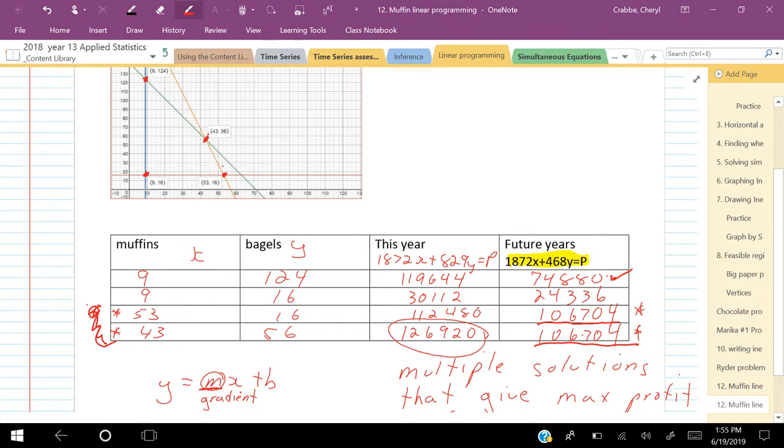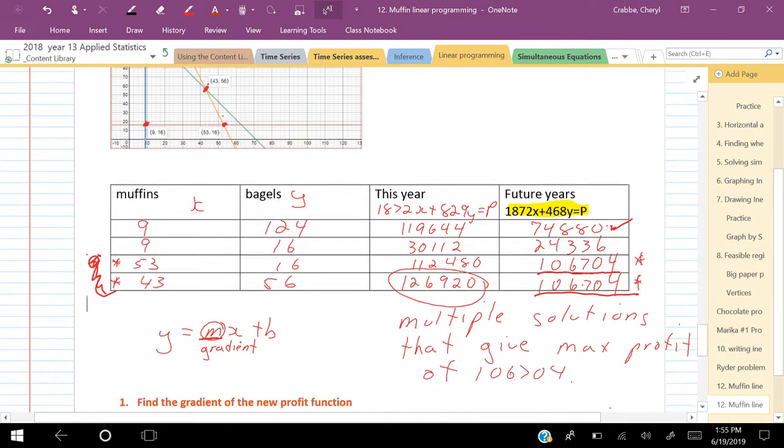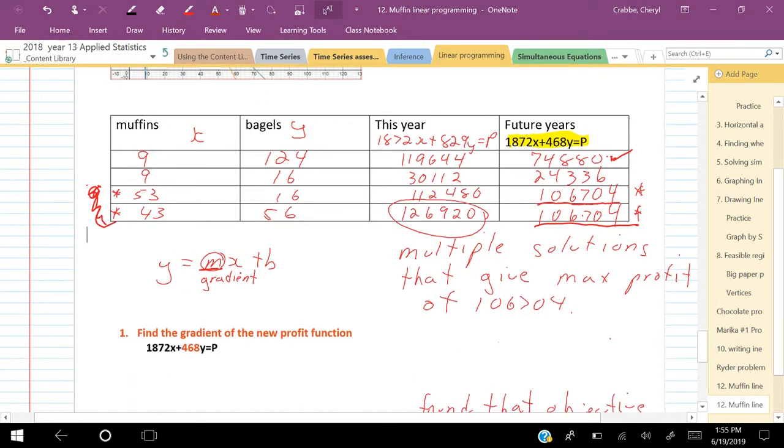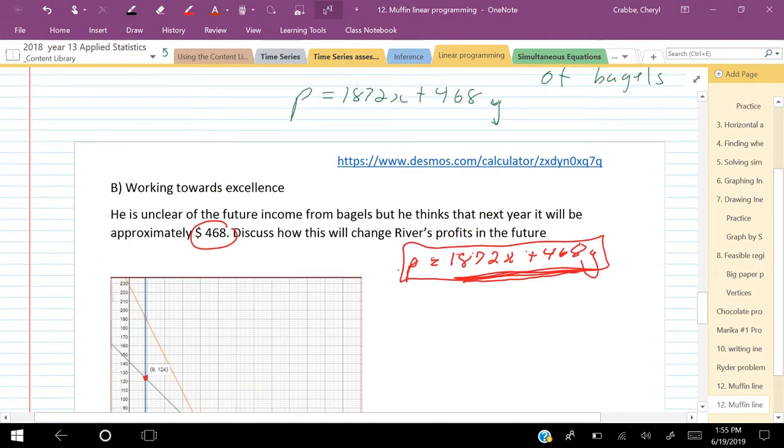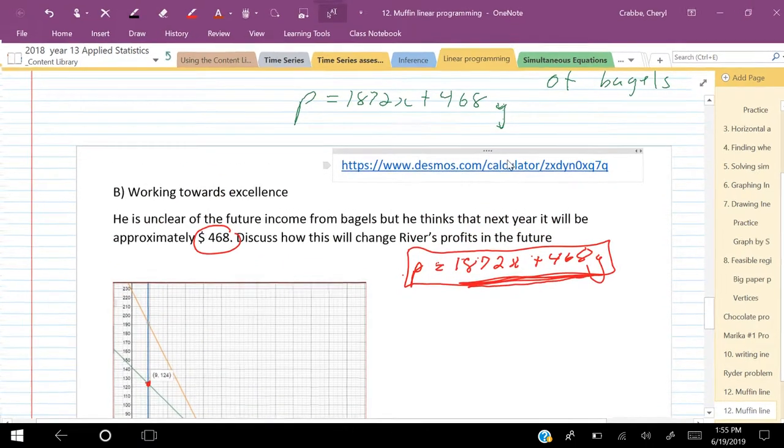Now, why are we getting multiple solutions? Why is that happening the way it is? We have to notice that because we're getting multiple solutions that max out the profit here, we've got to do a little bit more investigation into what that all means. Besides the 53, 16 and 43, 56 combination that gives us that, we need a few more points. So let's take a look graphically at what this looks like and why it's happening.